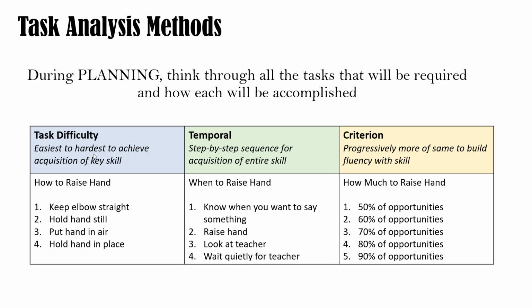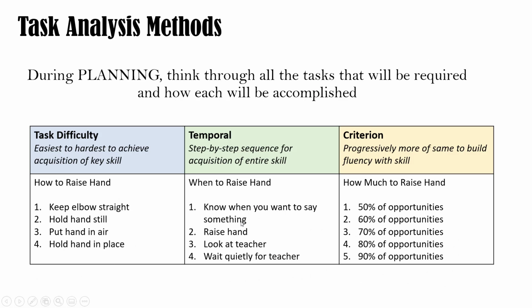So, how to raise your hand. First, you want to teach keep elbow straight, hold your hand still, put it in the air, and then hold your hand in place. So you teach the easiest skill all the way up to the hardest, and then you put them together. The temporal way is teaching them in order, a step-by-step sequence for the acquisition of the entire skill. So when to raise a hand: know when you want to say something, raise your hand, look at the teacher, and wait quietly for the teacher.